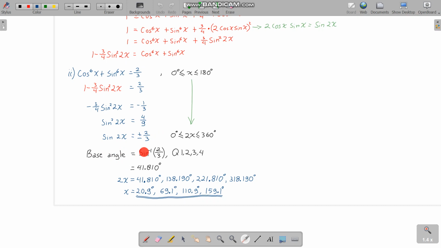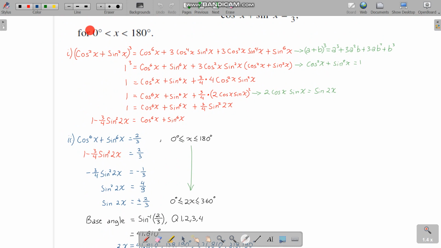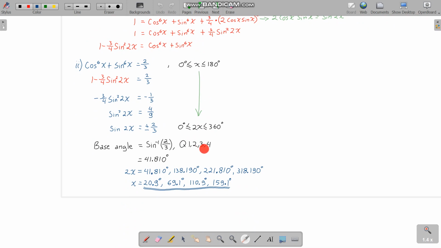For the base angle, we use inverse sine of the positive 2/3, and we can use quadrant 1, 2, 3, 4 because of the domain. It says in the question the domain is for x between 0 and 180 degrees, but we're not dealing with x, we're dealing with 2x, so we adjust the domain, multiplied by 2. So we can use quadrant 1, 2, 3, 4 because it's from 0 to 360, the plus and the minus. So we use everything from the calculator work, we get this. And this means that 2x is equal to quadrant 1, quadrant 2, quadrant 3, quadrant 4. And of course, we still have to divide by 2, so we get the final answer.